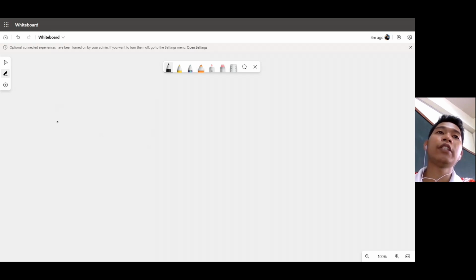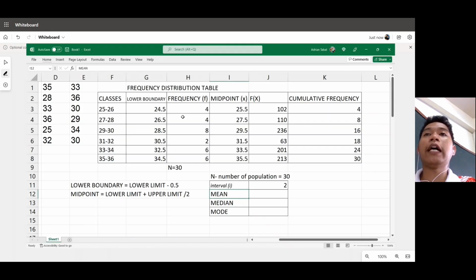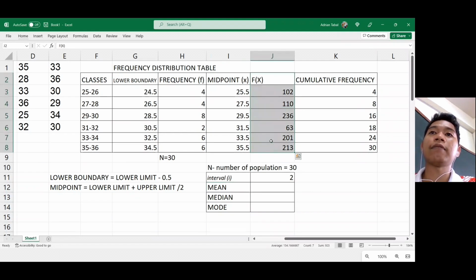The formula for the mean of the group data is x bar equals the summation of fx divided by n. The summation of fx, we already know, means we add everything in fx, divided by the number of data. So we add all the fx: 102, 110, 236, 63, 201, and 213. Using your calculator, add them up.